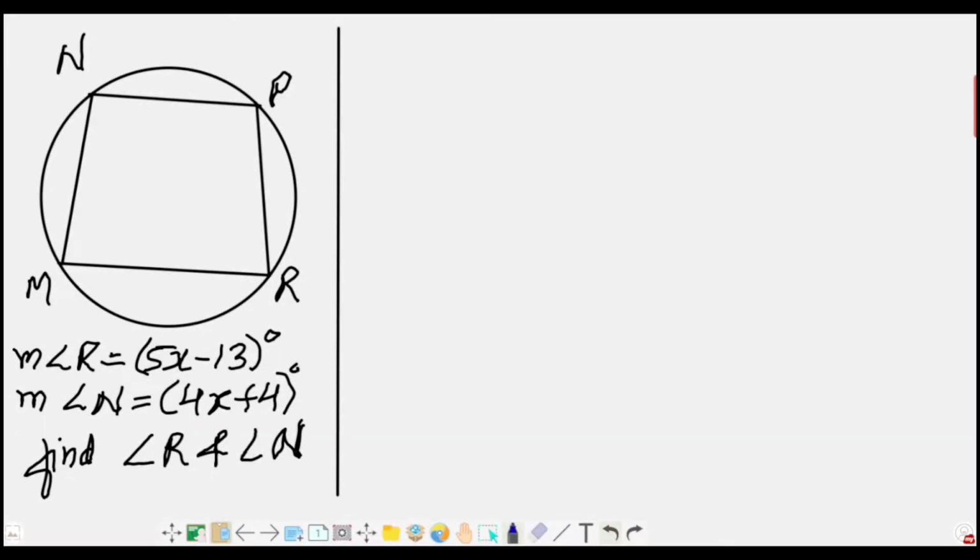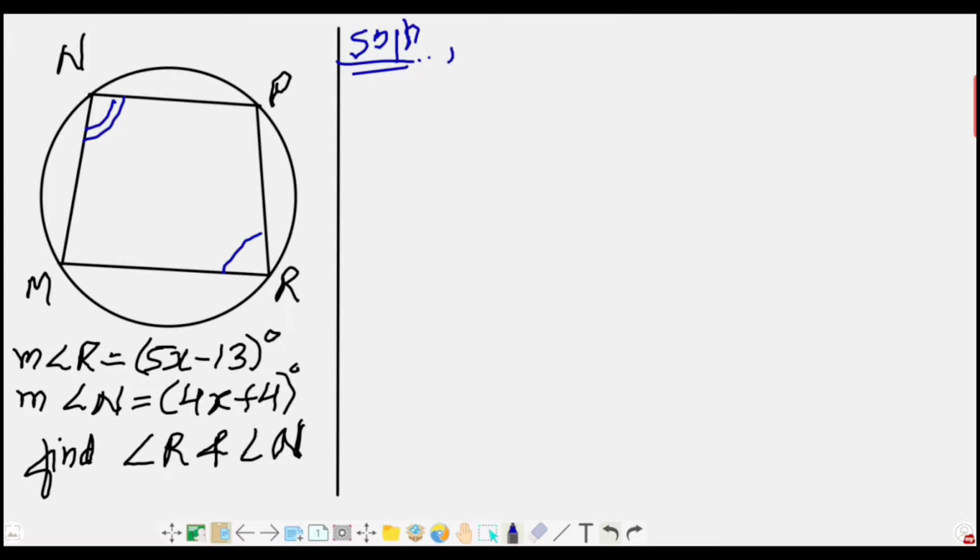Now students, let's solve a sum using whatever concept we know till now. Quadrilateral MRPN is a cyclic quadrilateral. Measure of angle R is given as 5x minus 13 degrees, while measure of angle N is given as 4x plus 4. You are asked to find both angles R and N. This is your R and this one is your N. They are opposite angles, so we will utilize the concept we just did.